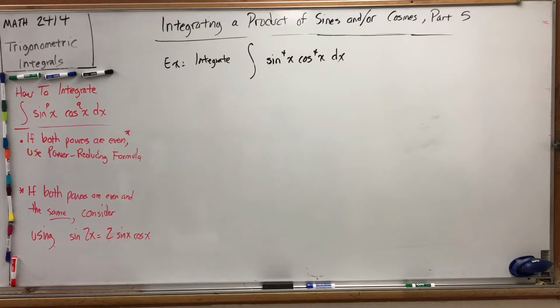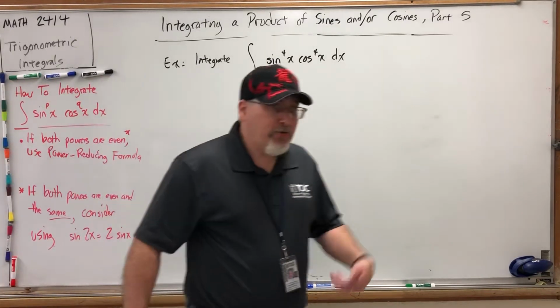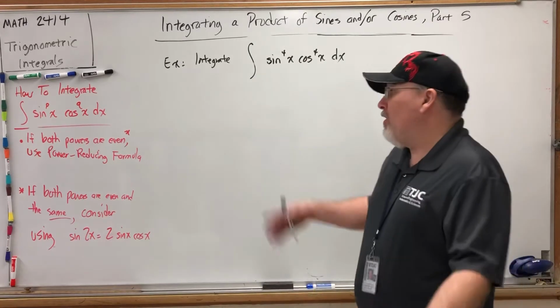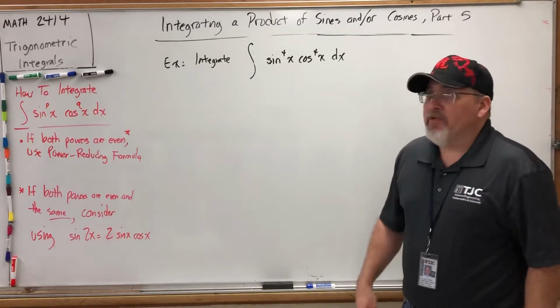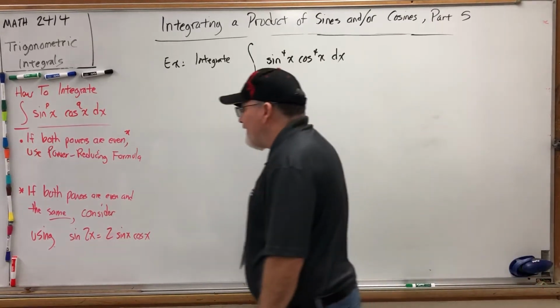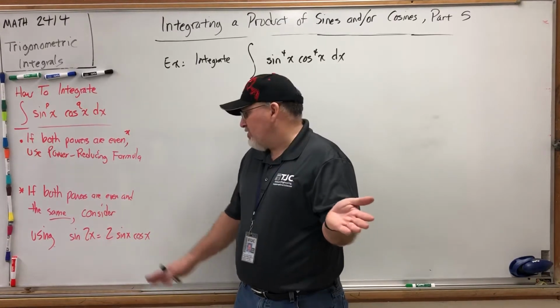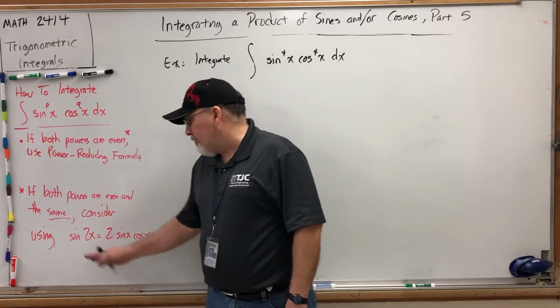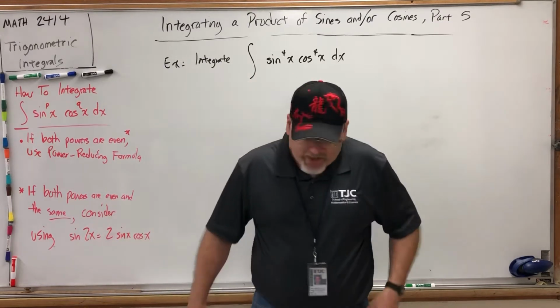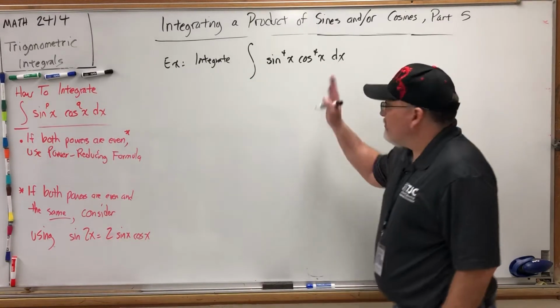Math 2414, trigonometric integrals, integrating a product of sines or cosines, part 5. When we last left off, we were talking about when all the powers were even, and then I said, well, that will always work, what we did, when the powers are even, but I hinted that if they were even and the same, there was another trick you could use, and that trick is to consider using the double angle formula, sine of 2x equals 2 sine x cosine x, and we're going to use that on this integral here.